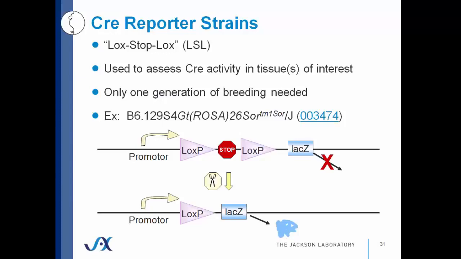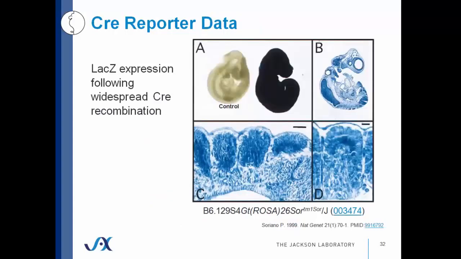And conveniently, for using Cre reporters, only one generation of breeding is required. And here's just an example showing LacZ expression following widespread Cre recombination. So here you can see a control mouse. There's no LacZ, but the entire embryo here is pretty much blue. And here you can see some sections showing that widespread blue expression.